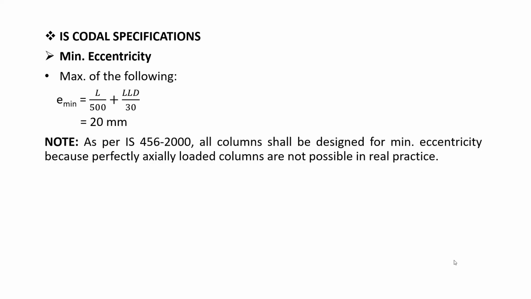The next and the most important clause is for the minimum eccentricity. The minimum eccentricity is taken as maximum of the following: the unsupported length of the column by 500 plus least lateral dimension by 30, subjected to a minimum eccentricity of 20 mm. So if my eccentricity comes out to be, let's say, 15 mm, then I will take minimum eccentricity as 20 mm. Generally, the columns in the practical case are not perfectly axial. So in that case, as per IS 456, we will design those columns for minimum eccentricity.